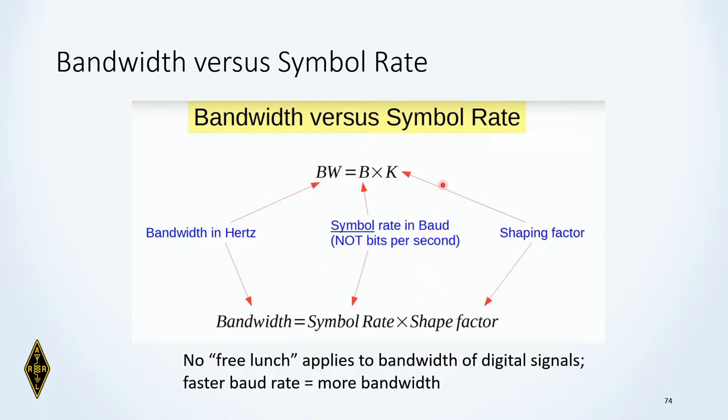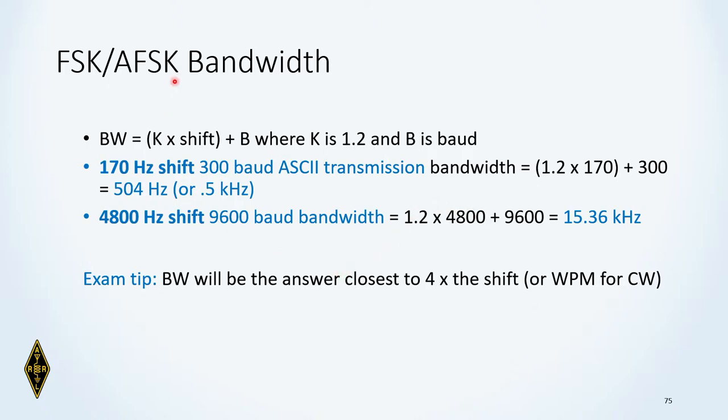Now we're going to get into calculating bandwidth for different kinds of data and CW emissions. And there's formulas here that are explained. Well, Kassler walks through them, and it's explained in our book. And you don't have to memorize these formulas. I'm going to give you a way of coming up with an answer. It's a very helpful shortcut. So the bandwidth is affected by the symbol rate in baud and the shaping factor. There's things that go into the calculation. And note that faster baud rate is more bandwidth. It kind of makes sense. And here's a calculation for, again, FSK or AFSK. It's K times shift, and all of that's explained down here.